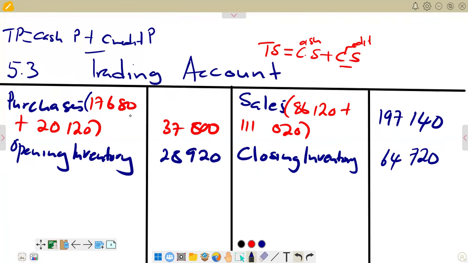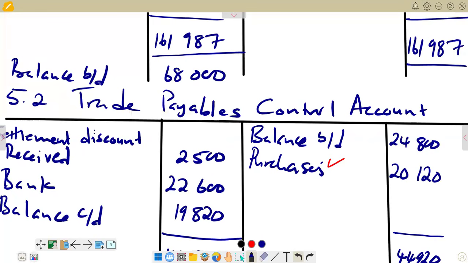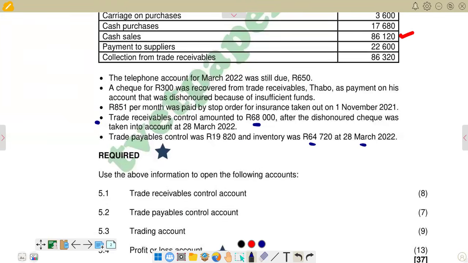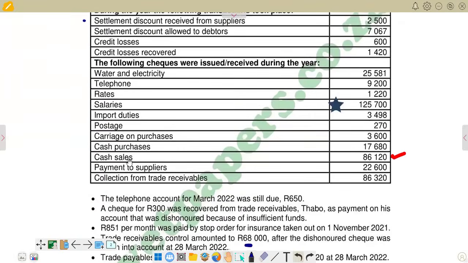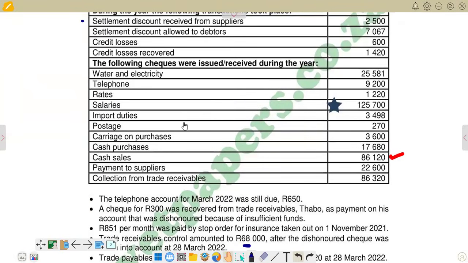And then we can check for other entries like carriages. That is going to increase the figure for purchases and put it on the debit side. If you go to the list of balances, that's where we're going to find those figures. We have got import duties here, which is 3,498. And we've also got carriages on purchases, which is 3,600, which is supposed to come on the debit side. So we are going to put those two figures.